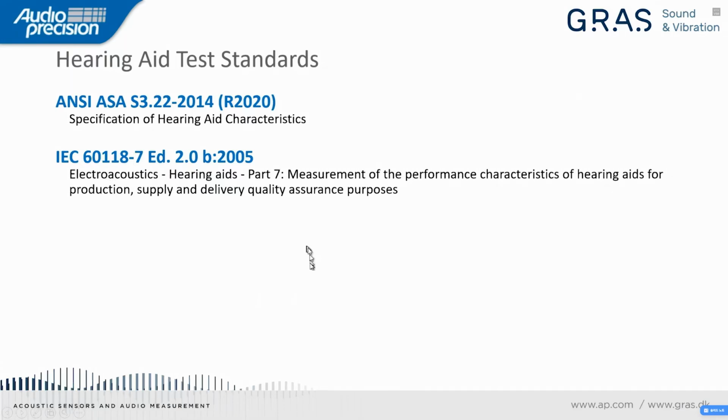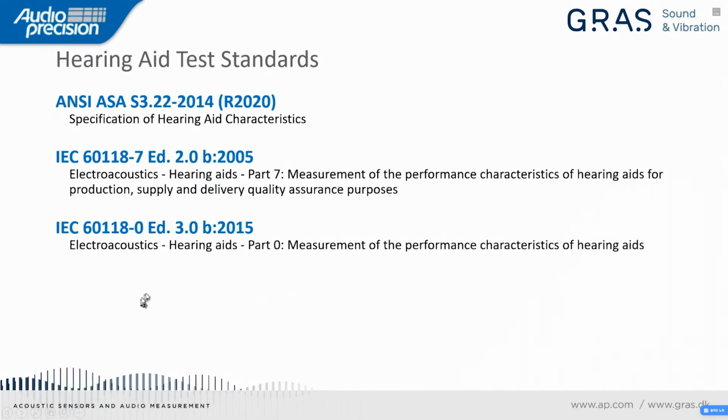Another important standard in the 60118 group is Part 0. This is measurement of the performance characteristics of hearing aids. It covers many of the same tests, but it's intended more for research and development than production tests. This would be used, for example, if you're developing a new type of device and you want to specify its characteristics for a data sheet, or for introduction to a certain country. It has many of the same tests, but covers a little wider frequency range, and has some extra tests as well.